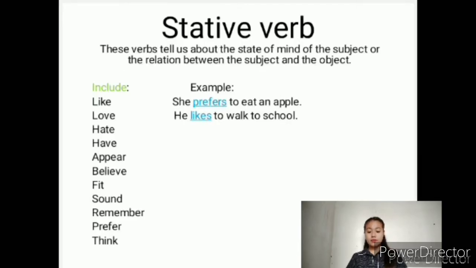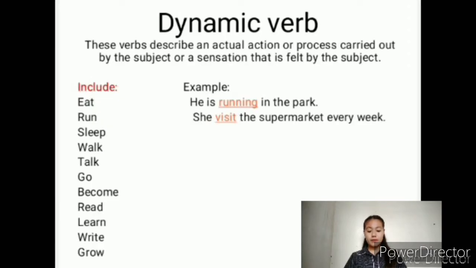Second, what is stative verb? These verbs tell us about the state of mind of the subject or the relation between the subject and the object. It includes like, love, hate, have, appear, believe, fit, sound, remember, prefer, think. For example, she prefers to eat an apple. The underlined word is prefers. He likes to walk to school. The underlined word is likes.